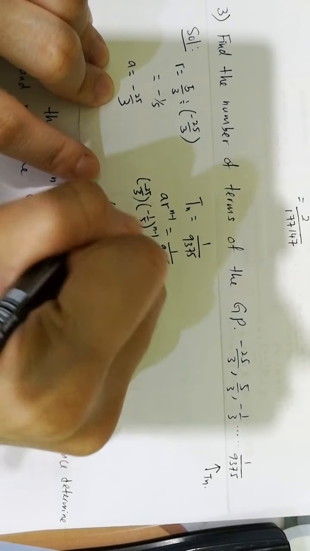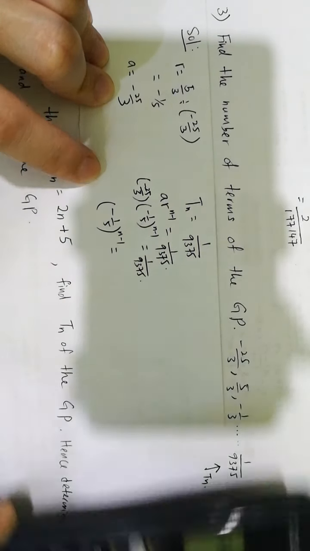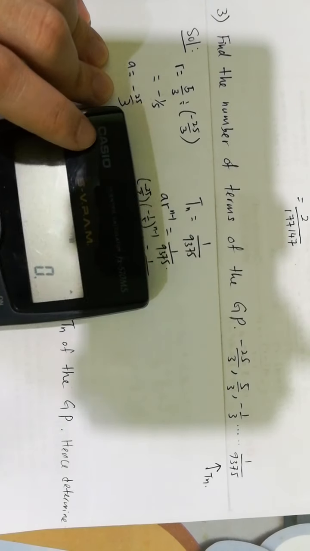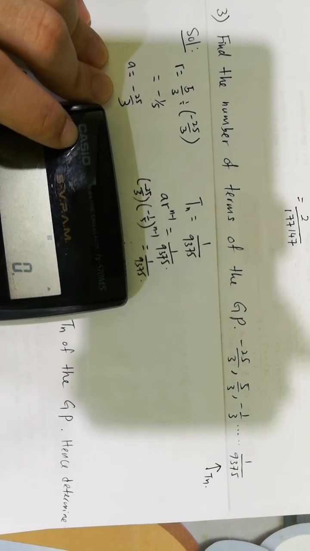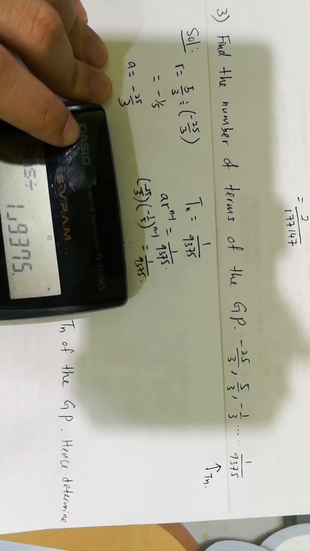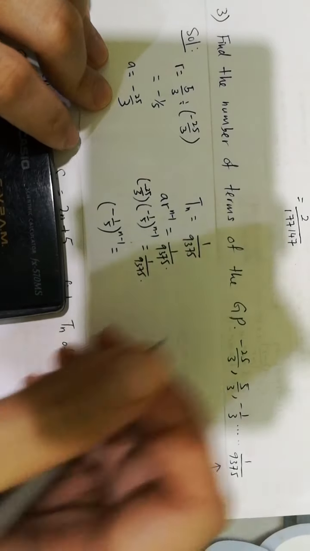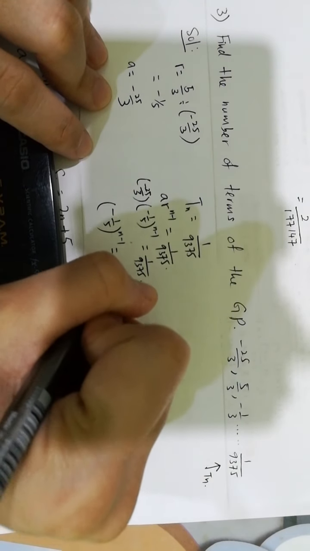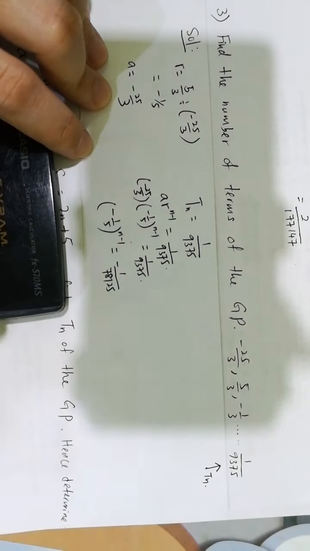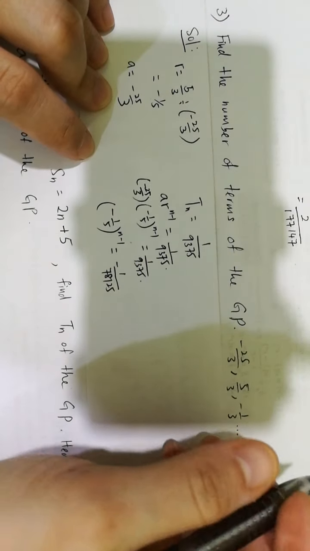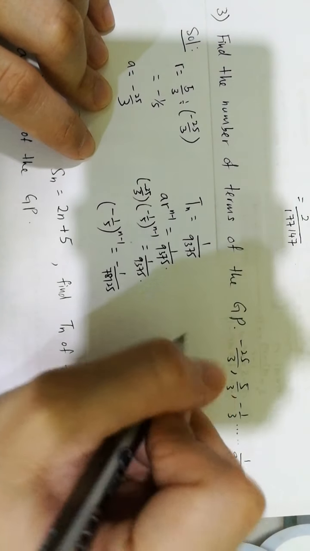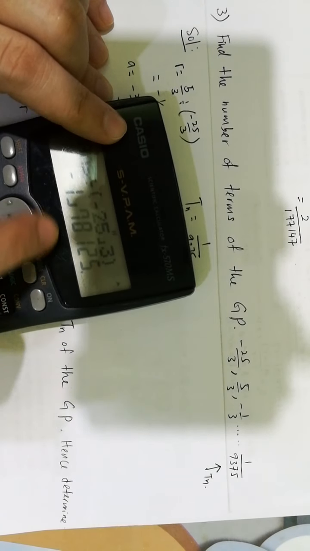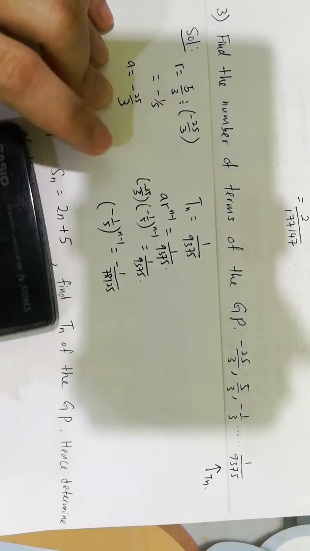So for n minus 1, you divide 1 over 9375 with negative 25 over 3. So you will get negative 1 over 78125. A bit of a big number there, still okay, no problem. Now we have to try to get 78125 in terms of power 5.